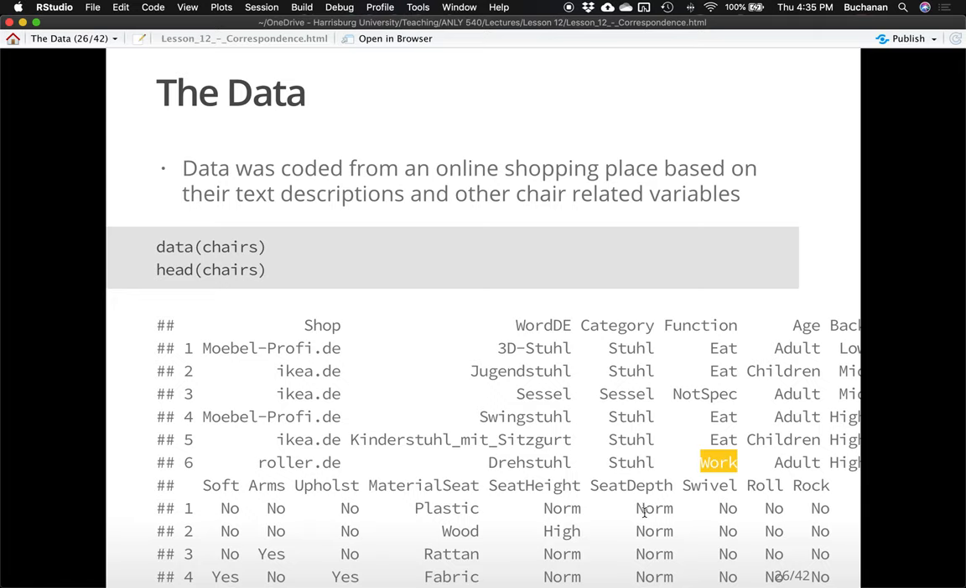How deep is the seat? Does it swivel? Does it roll? And does it rock? Okay. And so essentially what they've done is they've looked at all the features for chairs. So now we're really getting back into featureless theory.